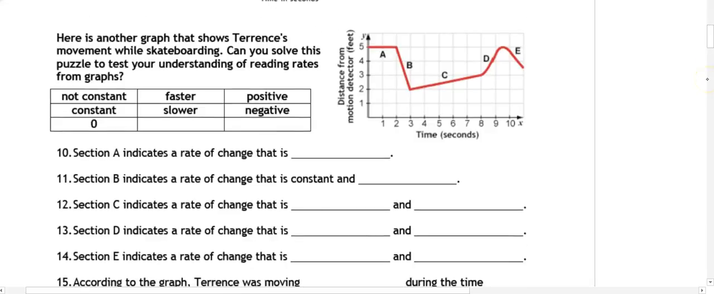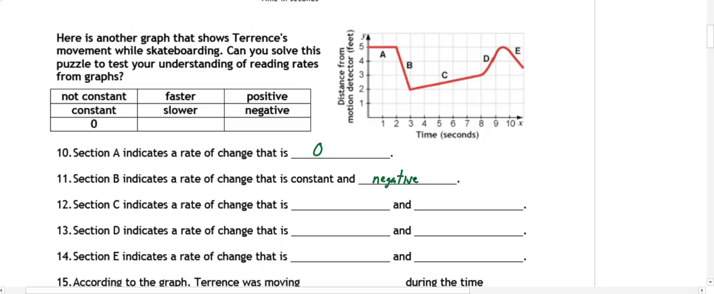So using the table below, we're going to answer the questions about this graph. So we have the words not constant, constant, 0, faster, slower, positive, and negative. So section A represents a rate of change that is 0 because it's a flat line. B, so B is going down and it's pretty steep, so that means it's going to be a constant and negative rate.